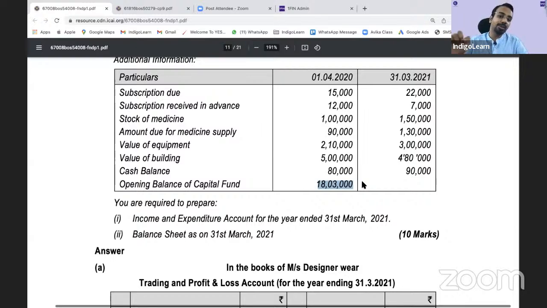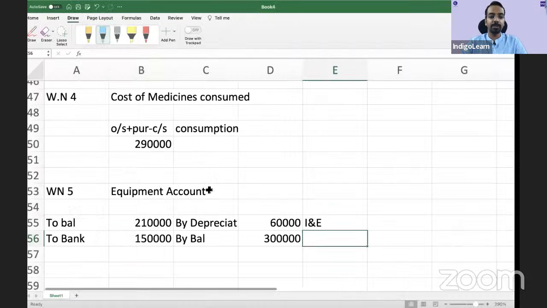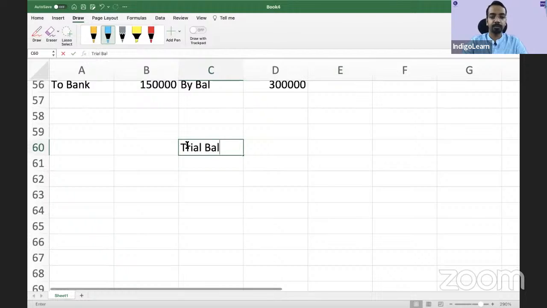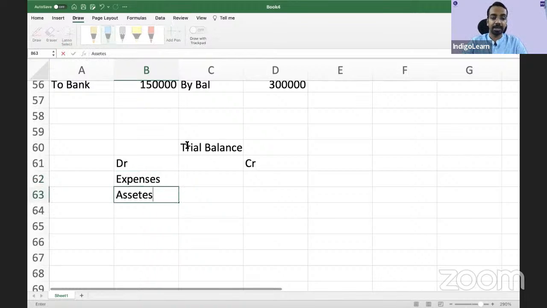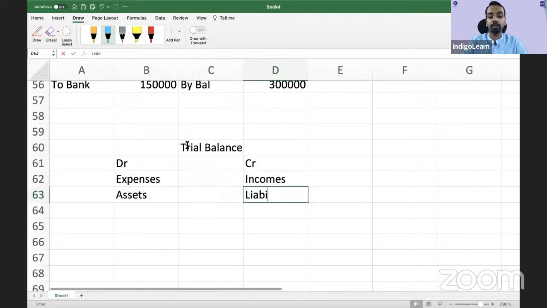Now here a trial balance was not given. Now I will be giving you a quick trick to ensure that whenever a trial balance is given or whenever a receipt and payment account is given, how not to make mistakes so that the final accounts do not tally. Okay, so always remember, in a trial balance, you have debit items, you have credit items. Debit items can be expenses or assets. Credit items will be incomes or liabilities or capital.